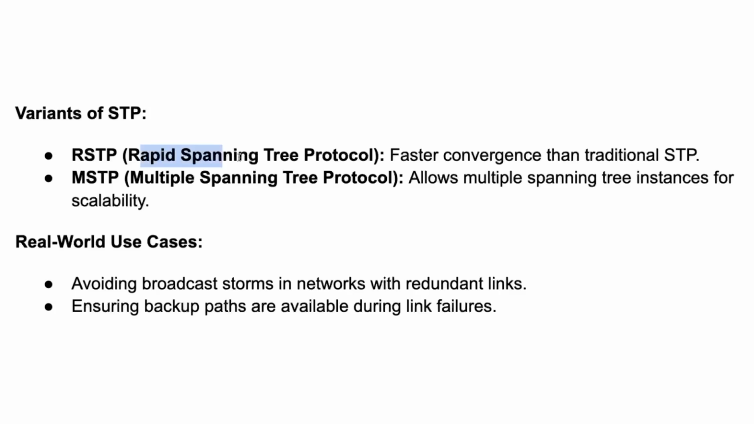So we have the rapid version of spanning tree protocol, and it's faster, obviously, with faster convergence than traditional spanning tree protocol. And then you have MSTP, the multiple spanning tree protocol, which allows multiple spanning tree instances for scalability. The real-world uses would be to avoid broadcast storms in networks with redundant links, and ensuring backup paths are available during link failures. And that is literally the entire purpose of this thing.